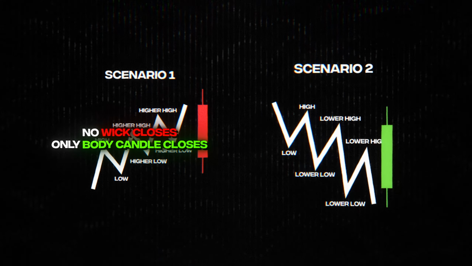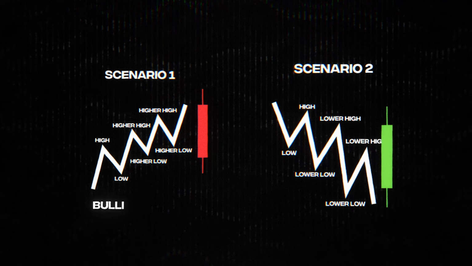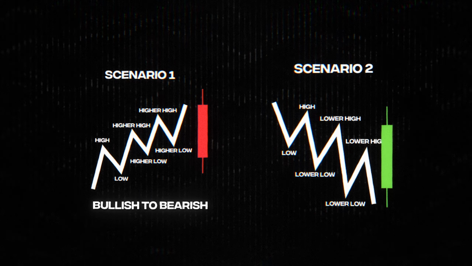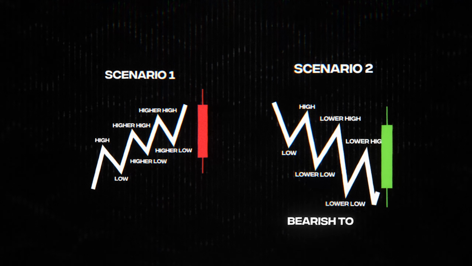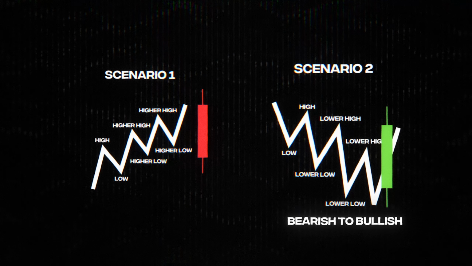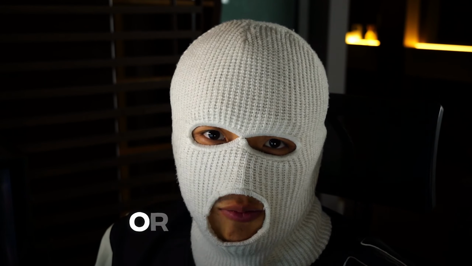When these scenarios happen, you have a shift from a bullish market structure to a bearish market structure in scenario number 1. And for scenario number 2, you have a shift from a bearish market structure to a bullish market structure. Moving on to the second concept, order blocks.